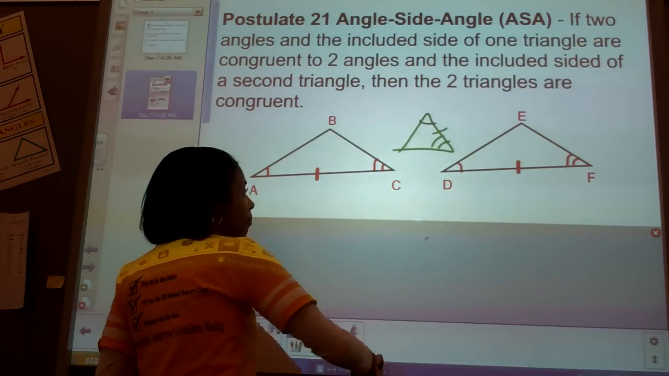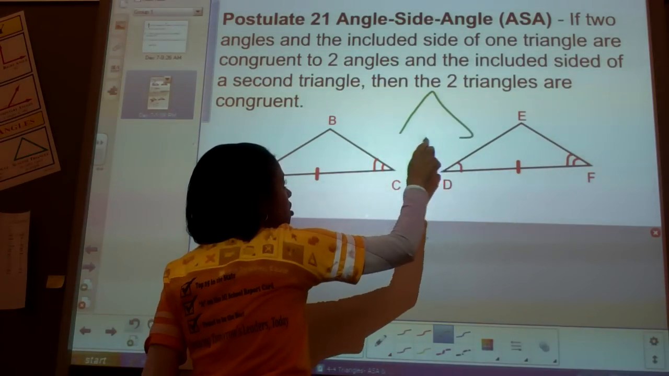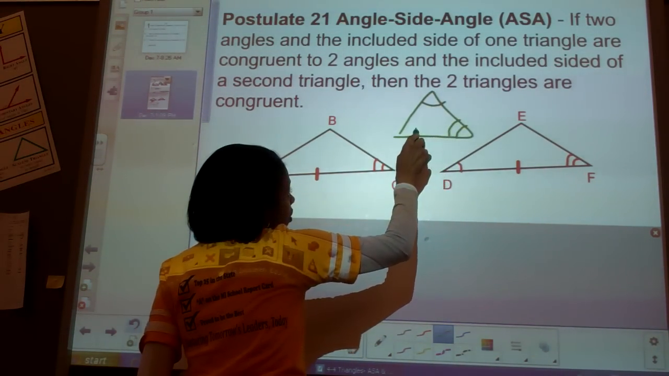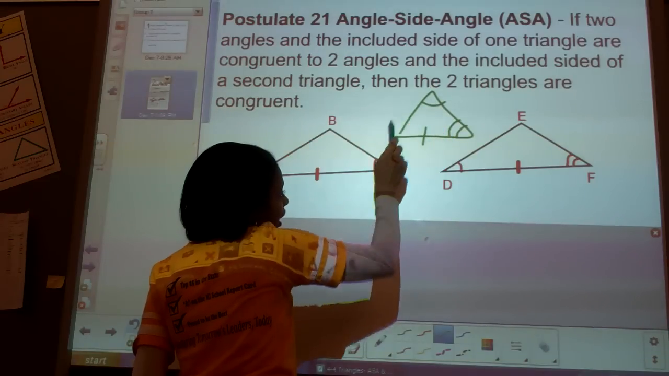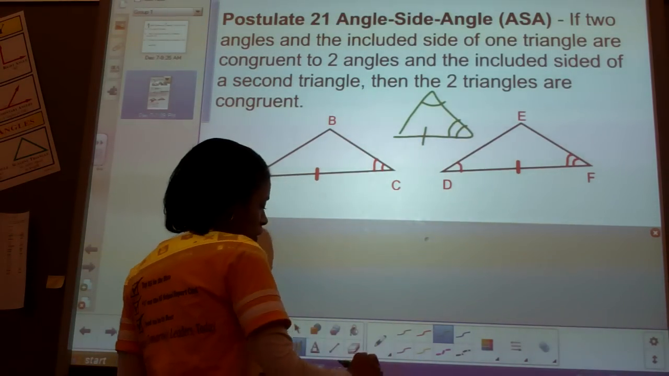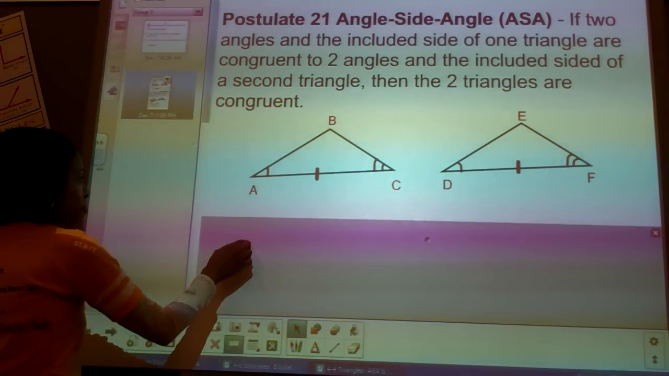Okay? It cannot be drawn such that I have an angle, and then an angle, and a side, or side, angle, angle. That doesn't work. Okay, the side must be in between. Right? Moving on, next postulate.